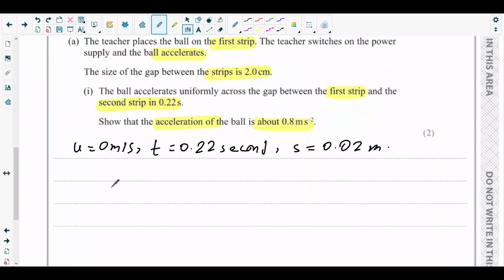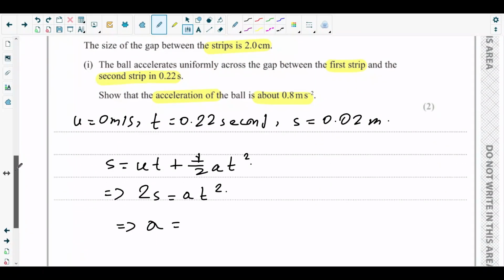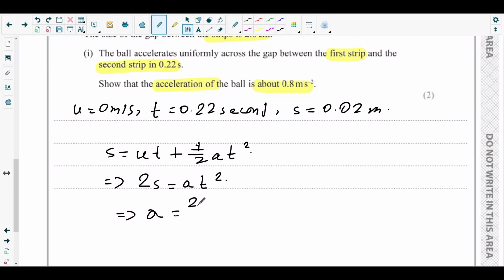So we can use which formula? s equals ut plus half a t squared. Okay, ut is 0, so twice s equals a t squared. So we need to find out the acceleration. So a equals twice s over t squared. So twice the distance, this is 0.02, over t squared. Time is 0.22 squared. So what we will get for the acceleration: 2 times 0.02 divided by 0.22 squared.